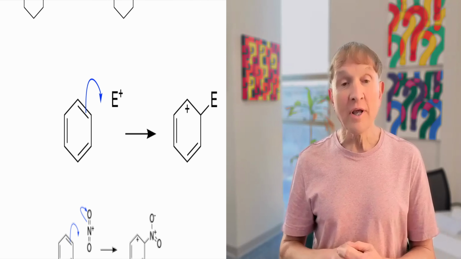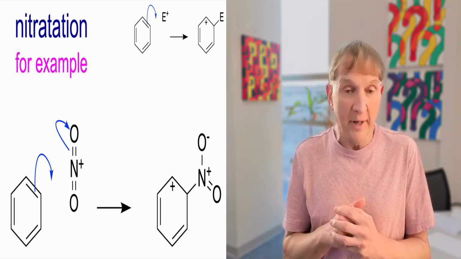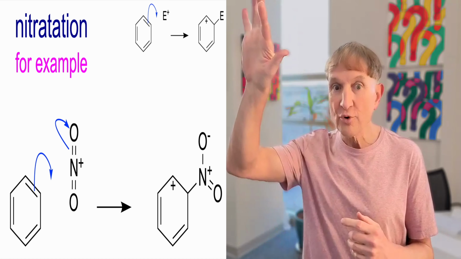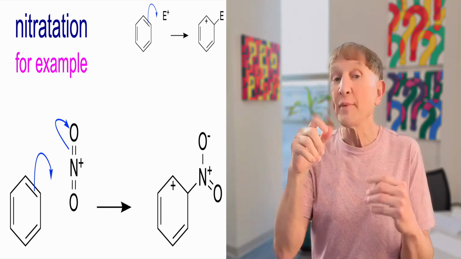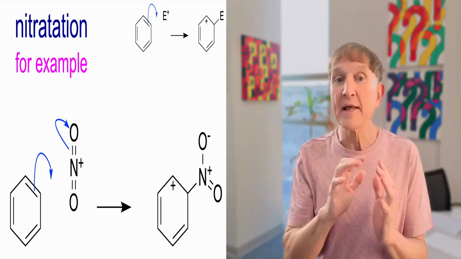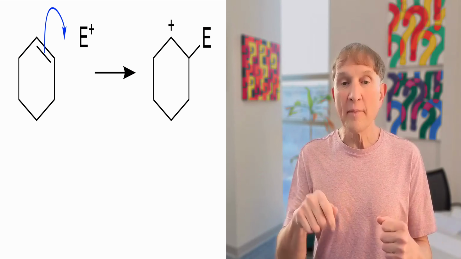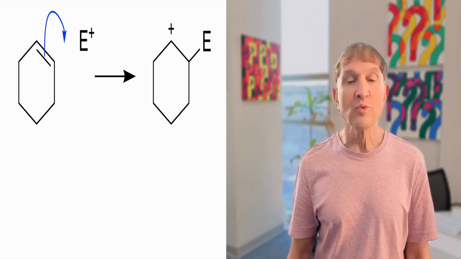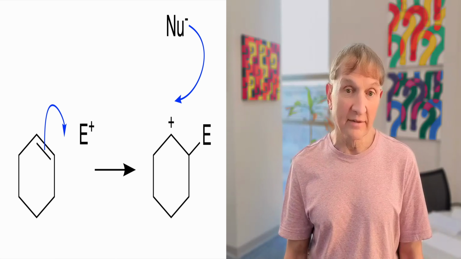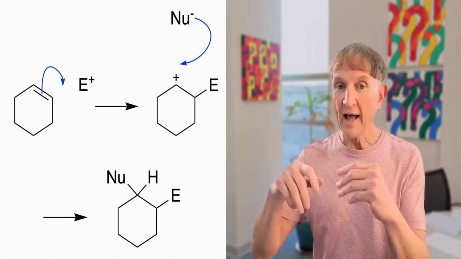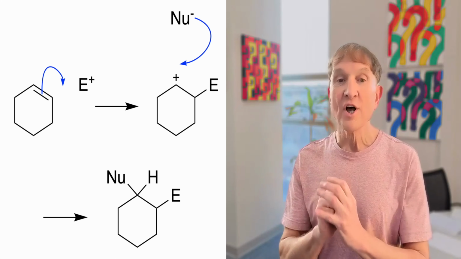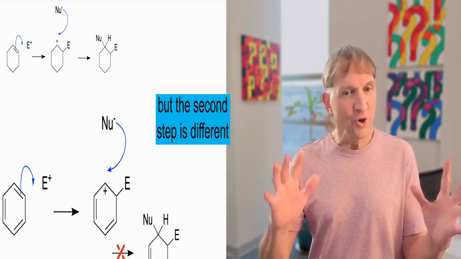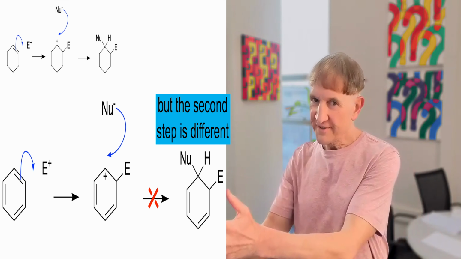So in nitration, we add the nitronium ion. It's the nitrogen that becomes connected to the carbon. The electrons feed through onto the oxygen, and we form that tetrahedral intermediate, resonance stabilized again. For cyclohexene, remember the electrophile adds to give a secondary carbocation. The next step would be addition of a nucleophile. So we've added the nucleophile and E, whatever that is, across the alkene. For benzene, we add our electrophile. The nucleophilic attack doesn't proceed.